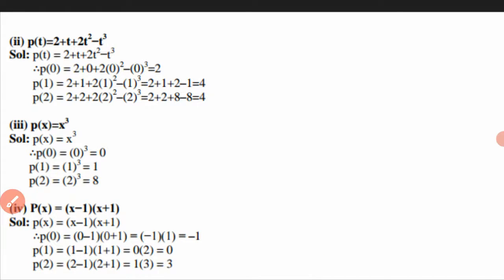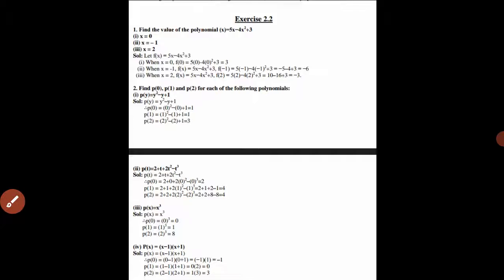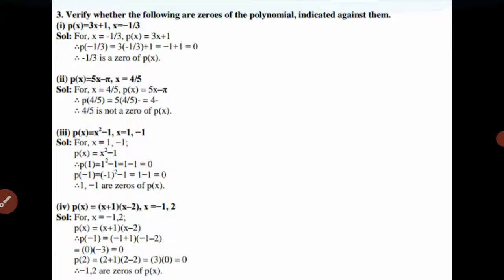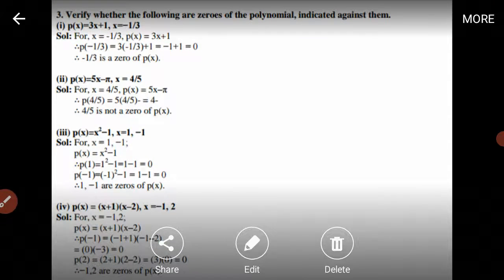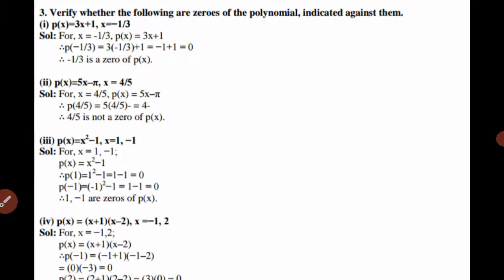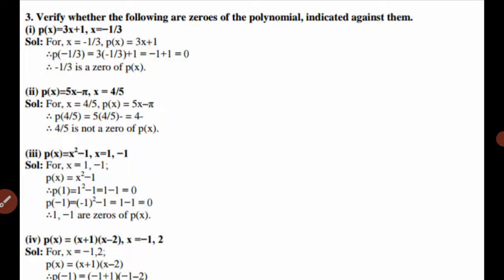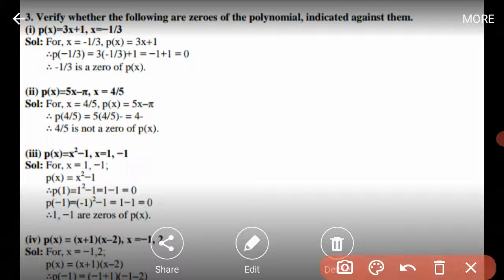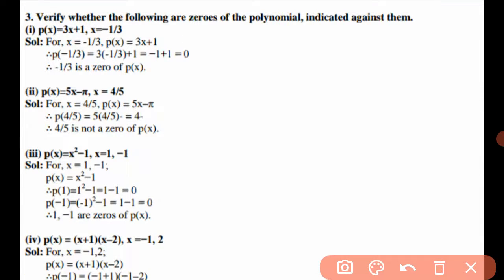Now after this, see the next question, question number 3. Here we have to verify whether the following are zeros of the polynomial indicated against them. For proving the zeros of a polynomial, we have been given this equation, p(x) equals 3x plus 1, where x equals minus 1 upon 3. So we will put the value of x equals minus 1 upon 3.